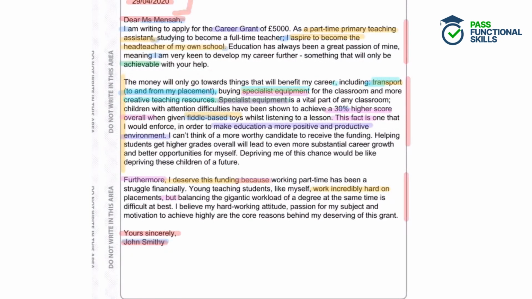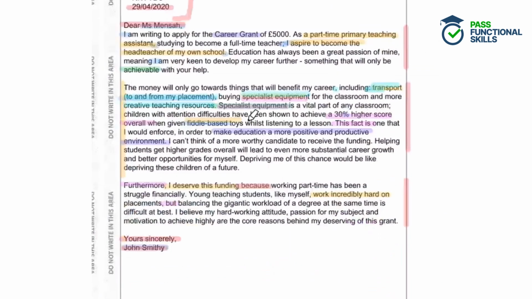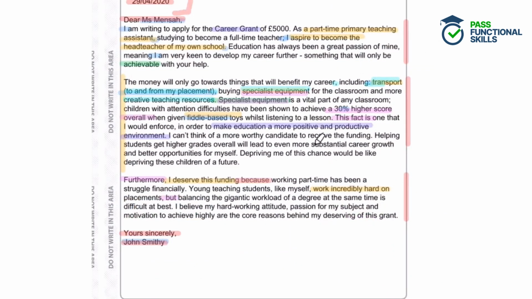So overall, we can see that this answer is effective for a number of reasons. To start with, it has definitely answered the question. We've got each bullet point being addressed, and the audience and purpose have been taken into account. It's been written to apply for the funding, it's been appropriately written to Laura Mensa, and because we're applying for funding, it's been written in a formal style. The answer all makes sense and it flows effectively. We've got paragraphs flowing on from each other and every sentence flows on from each other as well.